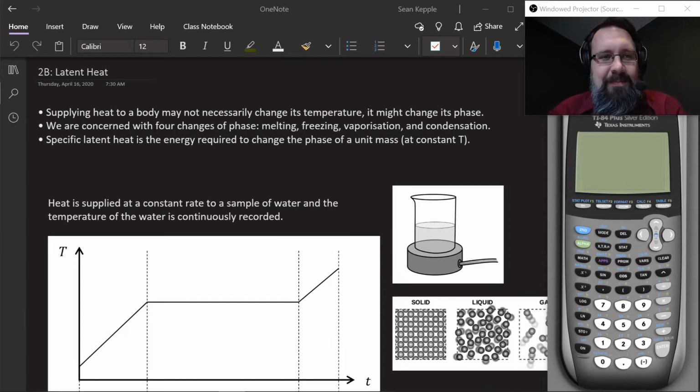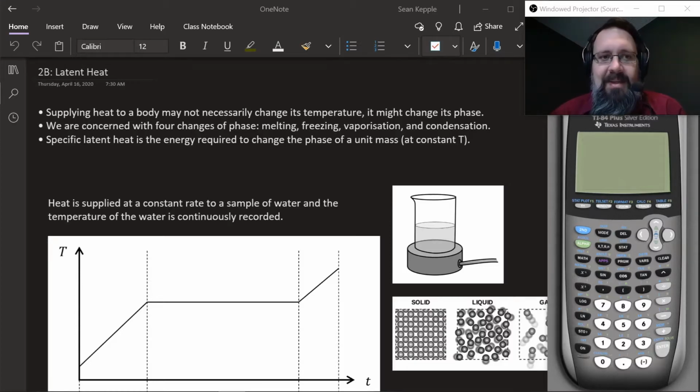something out of this. Today's lesson is about latent heat, or better put, the energy of a phase transformation. There's three main ideas that I want to communicate in the lesson today. The first idea is that supplying heat to a body may not necessarily change its temperature. It might change its phase.